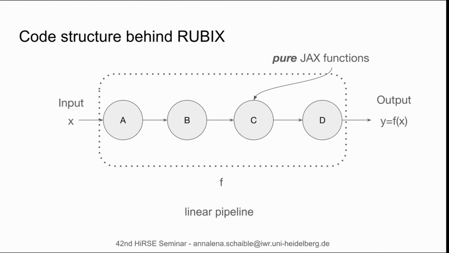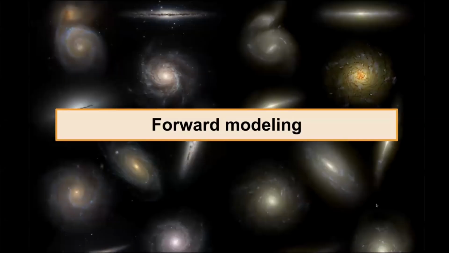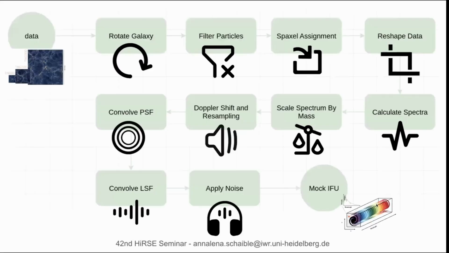That ensures that you can deal with a lot of different simulations. And then we have a linear pipeline where you can think of each function as a kind of data transformation of our data, and each function has some physical meaning that is applied, and then we arrive at some point at the output. To mention, all these functions are pure JAX functions, which becomes important for the inverse modeling later. But let's first have a look at the forward modeling.